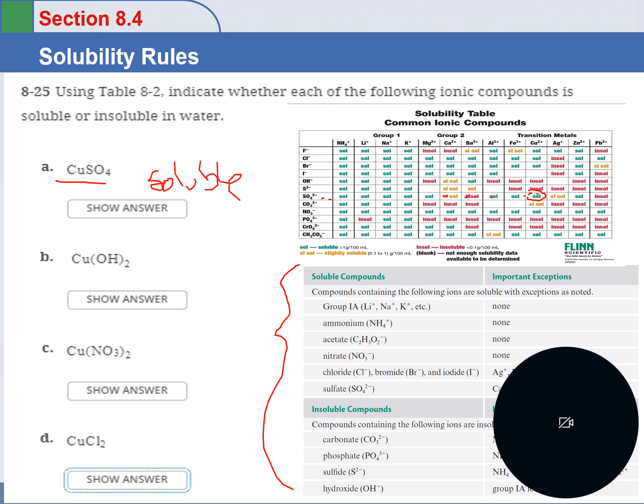Right there at copper, so we look up hydroxide, copper hydroxide, plain battleship, it fits right there, so it's insoluble. Copper nitrate, in the same column, we just got to trace it down to nitrate, it's right there, so this one is soluble as well. And copper chloride, another copper compound, it's right here, so it's soluble as well. Hopefully you can get good at using that solubility table or looking at the rules that your book gave you.